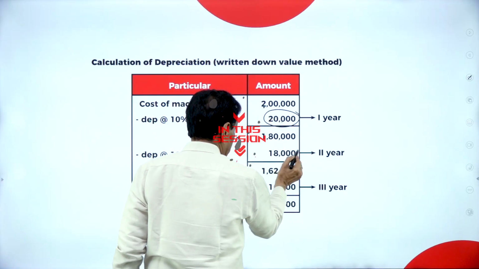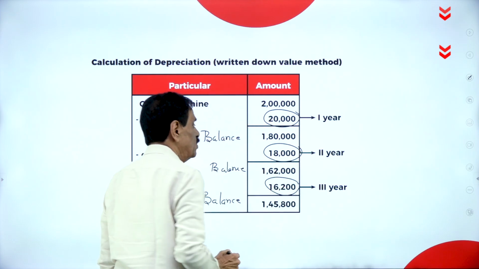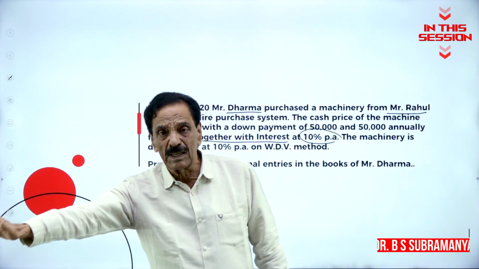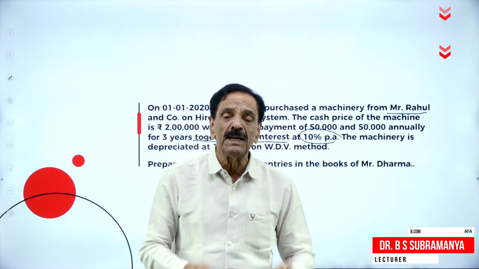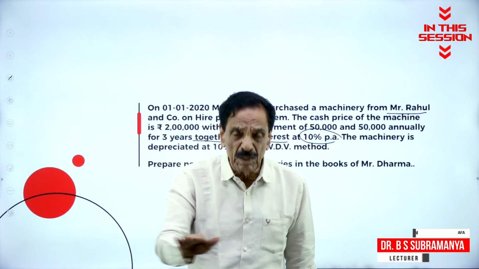20,000. Second year depreciation 18,000. Third year depreciation 16,200. It will go for 3 years.